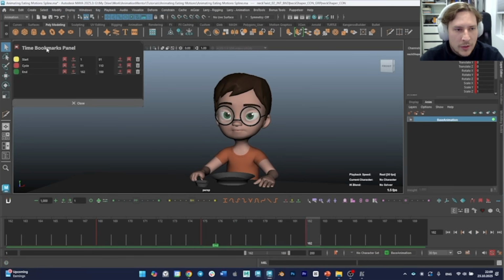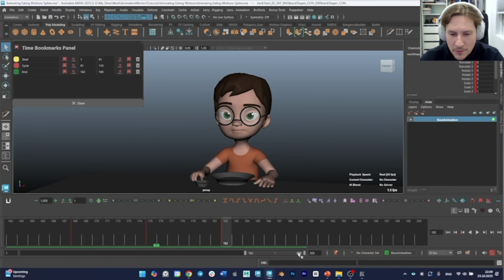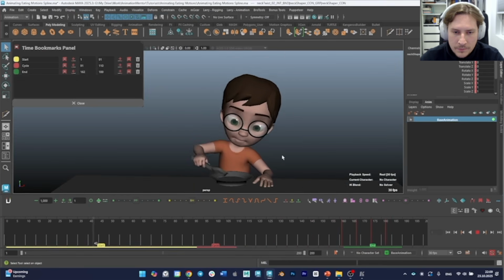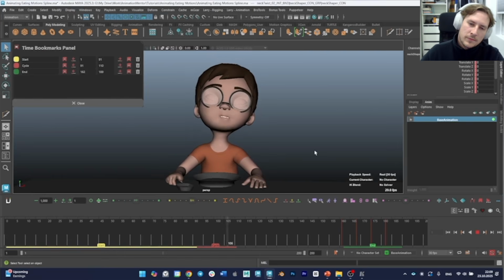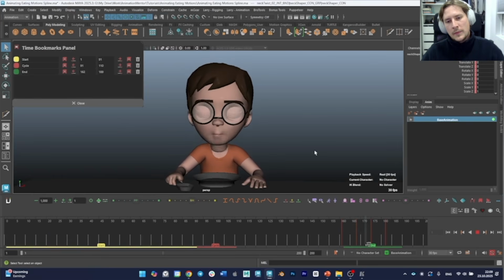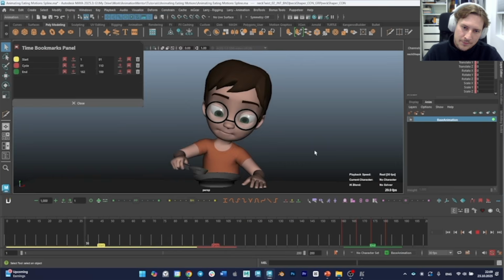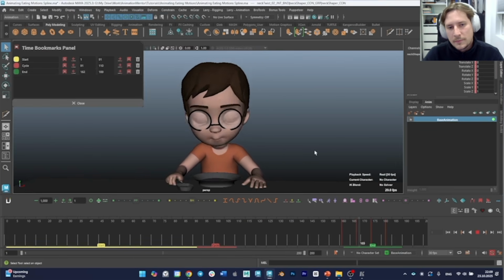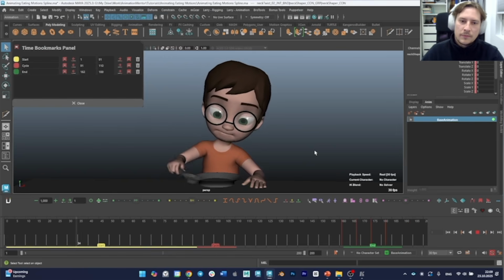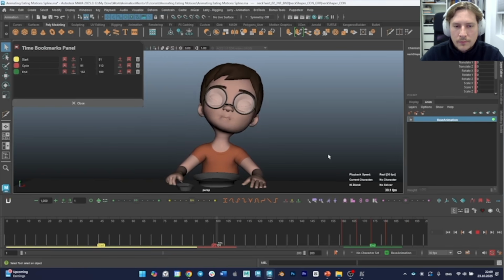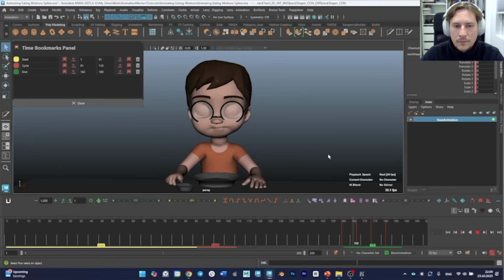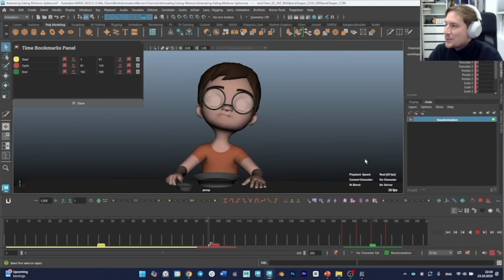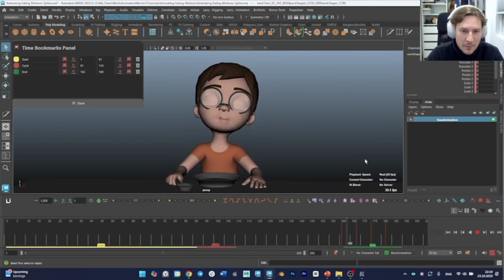And let's take a look at the full animation before we finish up. Here we go. Okay, so this is a tutorial on how to do the animation for eating motions.